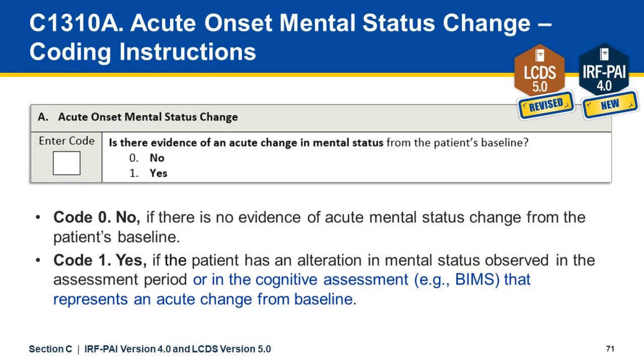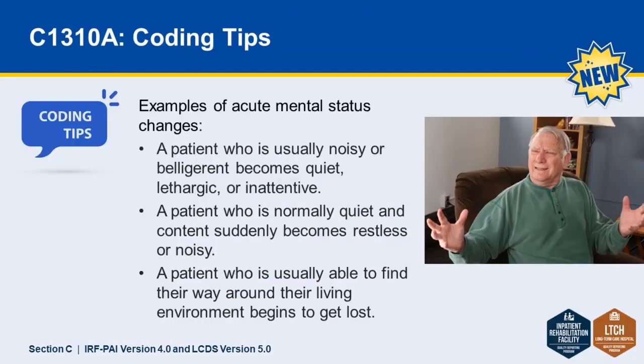So let's review some examples of what would be considered an acute onset mental status change. A patient who is usually noisy or belligerent becomes quiet, lethargic, or inattentive. A patient who is normally quiet and content suddenly becomes restless or noisy. And a patient who usually is able to find their way around their living environment begins to get lost.